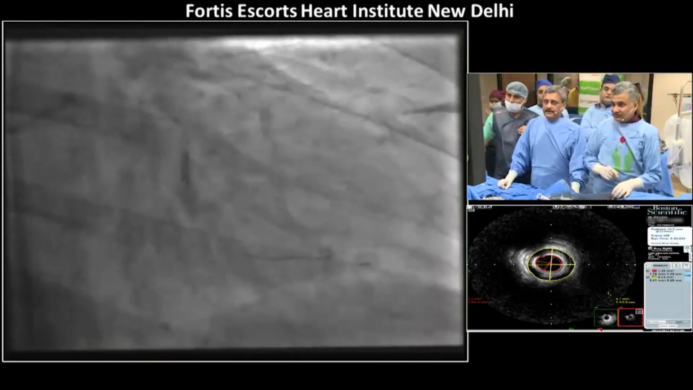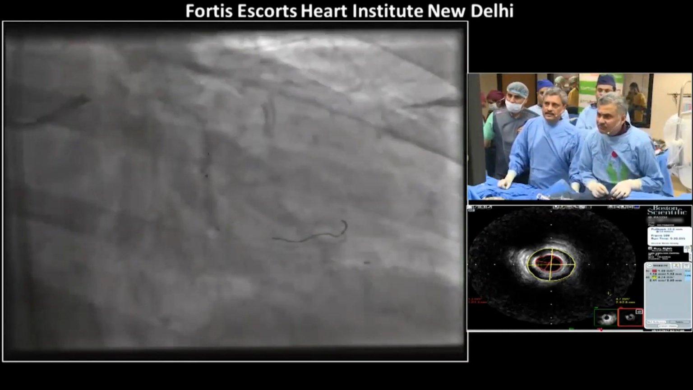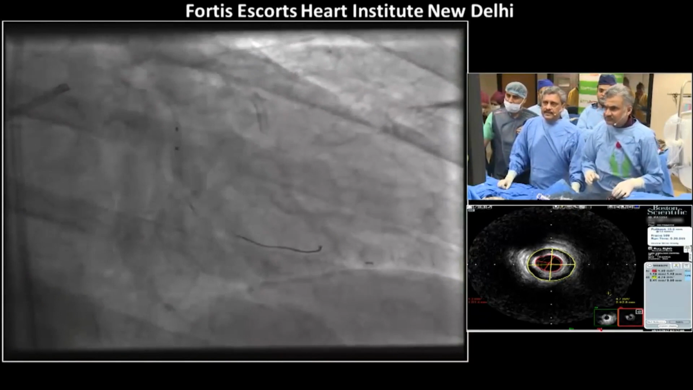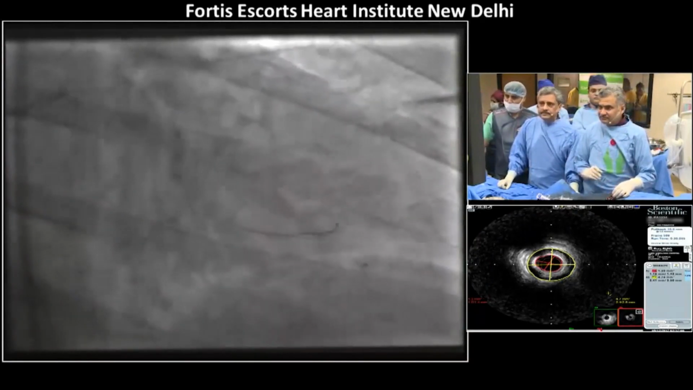In fact, before we started this case, we were discussing cutting balloon for it. But in this situation, the fibrosis is more outside the stent, so we did not really push for it.